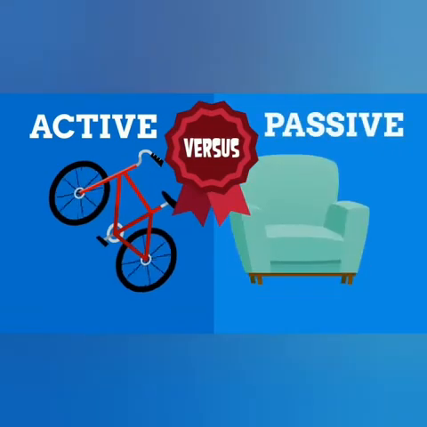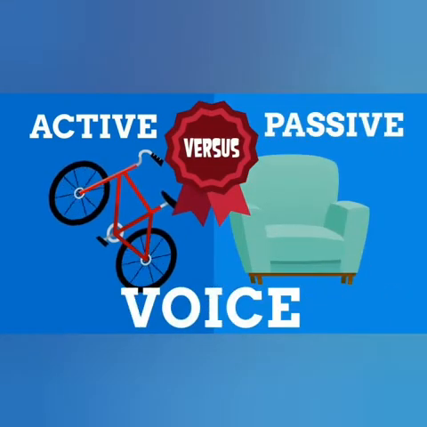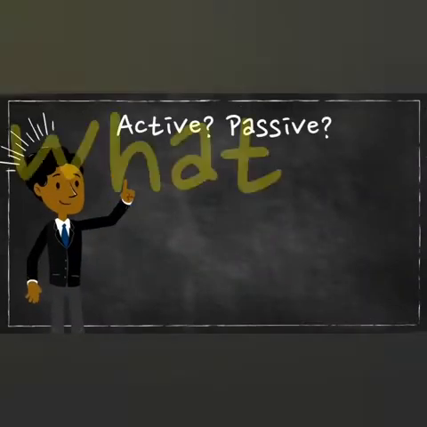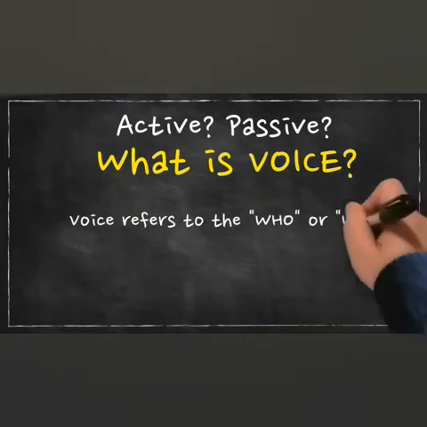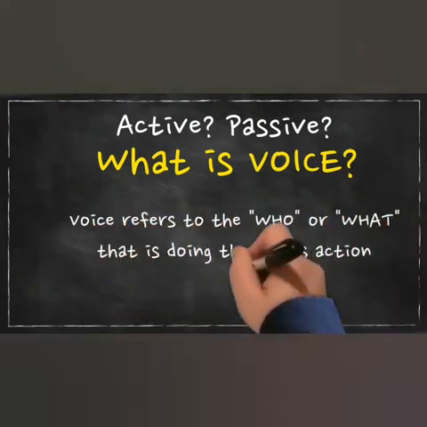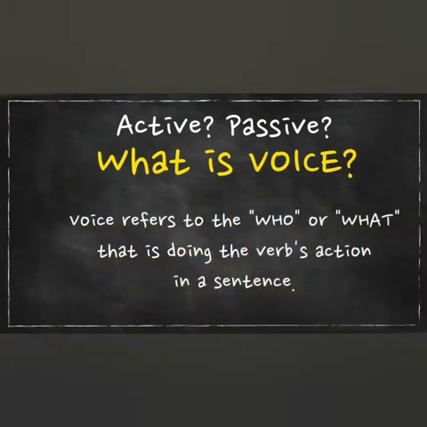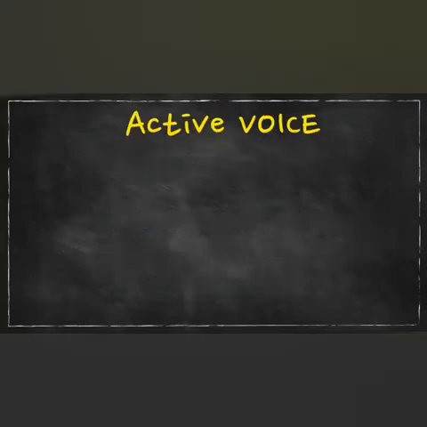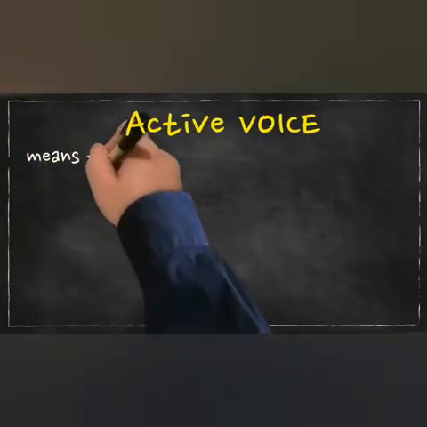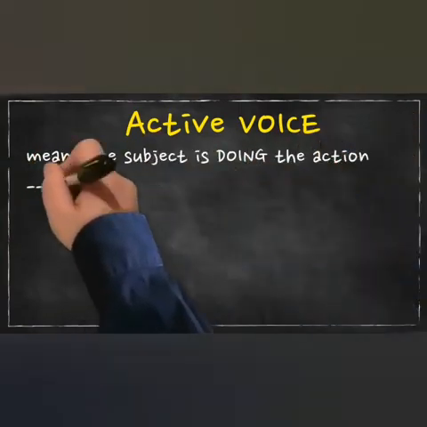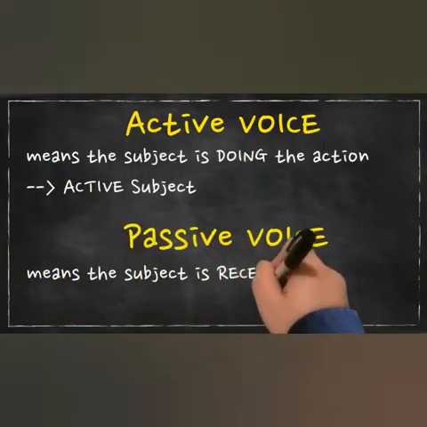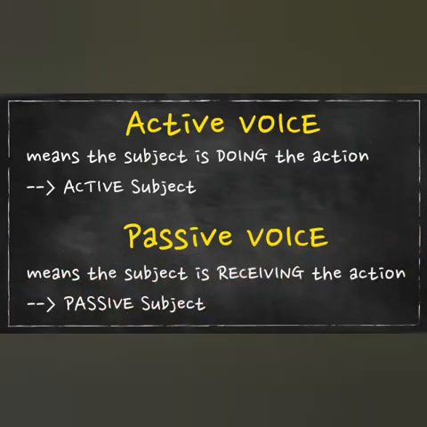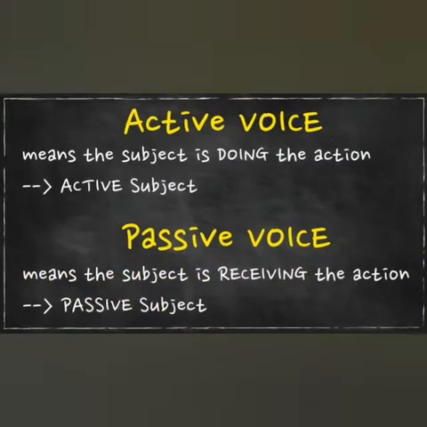Active versus passive voice. Active, passive. What is voice? Voice refers to the who or what that is doing the verb's action in a sentence. Active voice Means that the subject is doing the action. Therefore, there's an active subject. Passive voice Means the subject is receiving the action. Therefore, this is the passive subject.